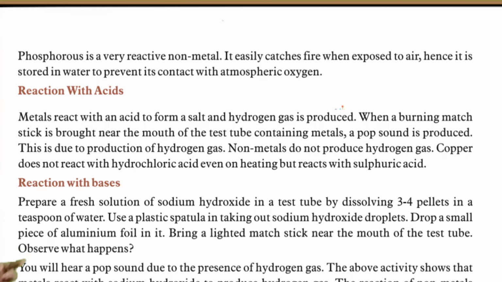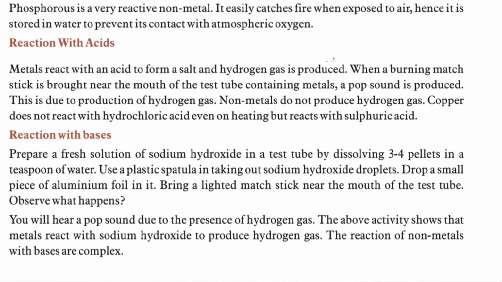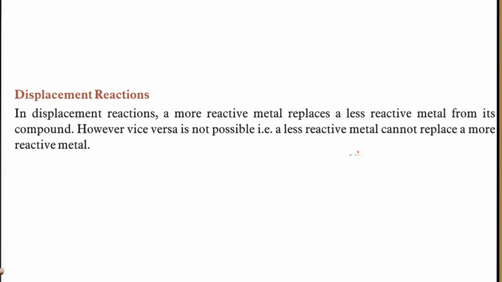Now let's see reaction with bases. Prepare a fresh solution of sodium hydroxide in a test tube by dissolving 3 to 4 pellets in a teaspoon of water. Use a plastic spatula for taking out sodium hydroxide pellets. Drop a small piece of aluminium foil in it. Bring a lighted matchstick near the test tube. Observe what happens. You will hear a pop sound due to the presence of hydrogen gas. The above activities show that metals react with sodium hydroxide to produce hydrogen gas, and non-metals do not react with bases.